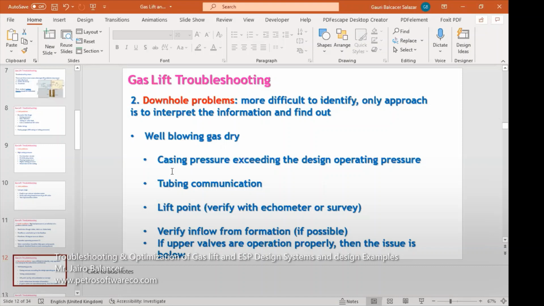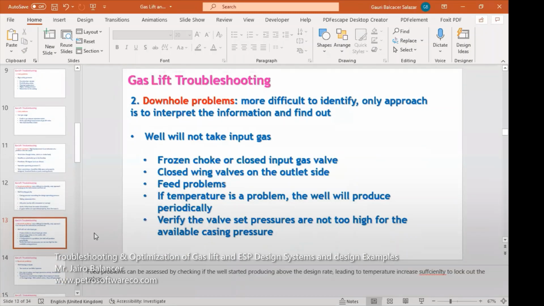Maybe we are having a well where for some reason the perforations are clogged, or the influx from the reservoir is changing or decreased. So we have to verify this. Also, we have to check that the RP valves are operating properly. Then the issue is below. Some downhole probe, frozen choke.